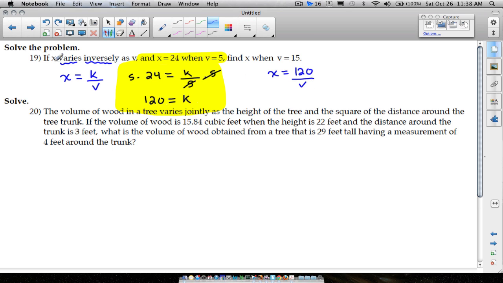Here's the thing, x and v can vary. They're variables. Now you might say, well, k is a variable too, but k is called a constant, so we will always use 120 at the top. With that in mind, now we can find x when v equals 15. So using this stuff right here in red, all we need to do is take 120 divided by 15, and we get x is equal to 8. There's your final answer.